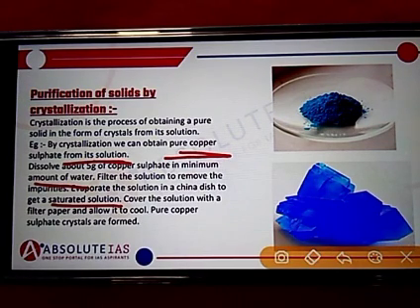When evaporation has been done, this process is called crystallization.